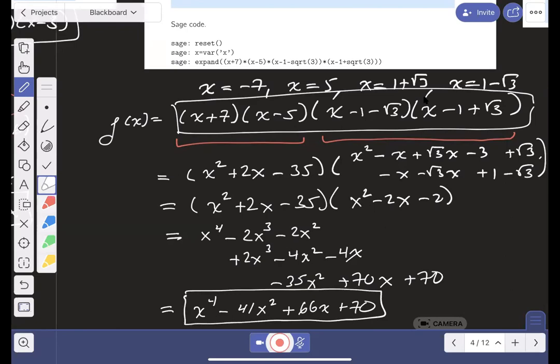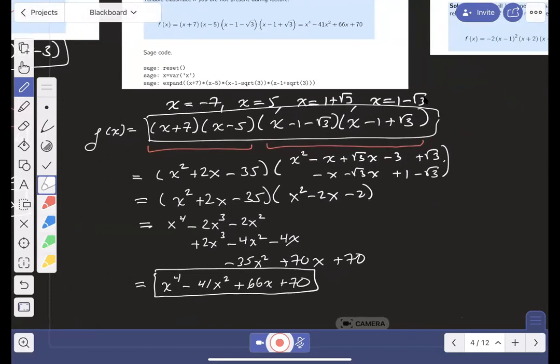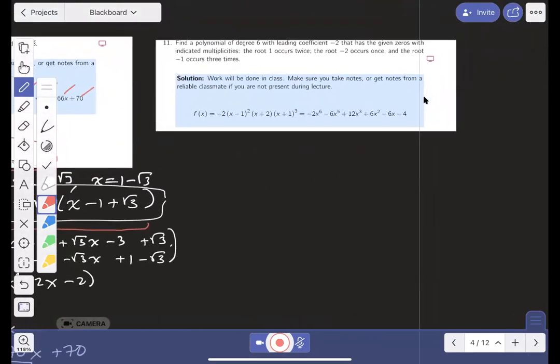Now, by the way, I got to repeat this over again. I make mistakes all the time, but I want to see if I got it right. I'm often shocked sometimes when I don't get something right. I say, how could that have happened? Well, we all make mistakes. x to the 4th minus 41x squared plus 66x plus 70. I also want to point out Sage code is over here for those students that want to try that and see how fast Sage is at it and how slow I was at it. Much slower.